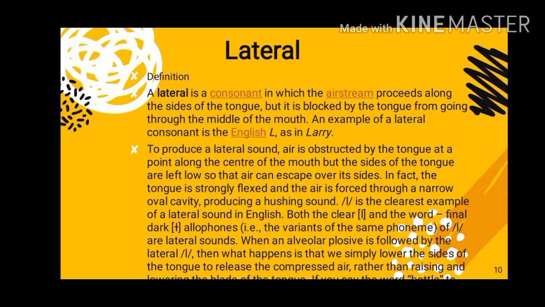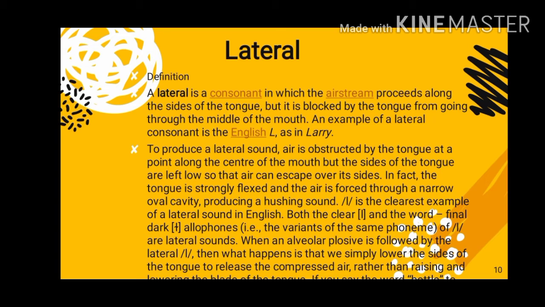To produce a lateral sound, air is obstructed by the tongue at a point along the center of the mouth, but the sides of the tongue are left low so that air can escape over its sides. In fact, the tongue is strongly flexed, and the air is forced through a narrow oval cavity, producing a hissing sound. L is the clearest example of a lateral sound in English.